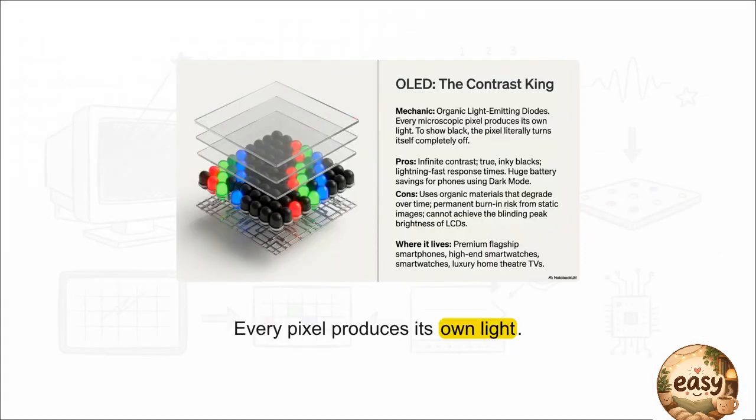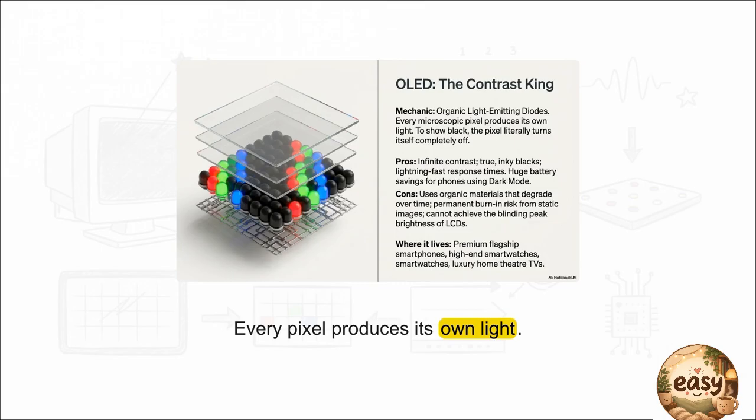OLED was the industry's direct response to those milky gray blacks, and honestly, it completely changes the game. OLED stands for Organic Light-Emitting Diode. Notice anything different in this render? The big white backlight panel at the bottom is completely gone. Instead, look at those individual, physical, glowing, domed nodes sitting directly on the wire grid. Every single microscopic pixel produces its own light. So if the screen needs to show black, like the dark gaps you see in the grid there, the pixel literally just turns itself completely off. That's it. No light bleed, zero milky grays.